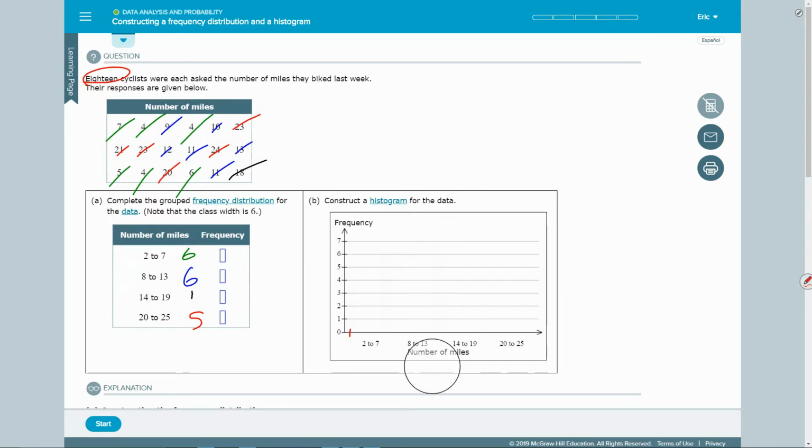Now make these their actual colors. So what is it, green? 2 to 7 is 6. 8 to 13 is also 6. 14 to 19 is just 1. And 20 to 25 is 5.